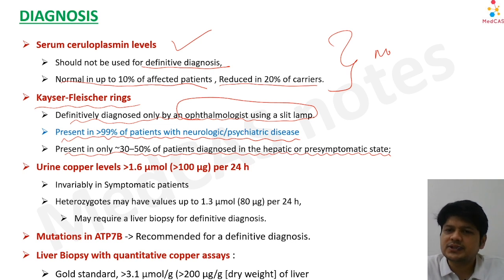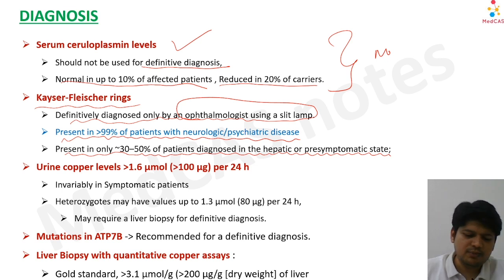So any patient with dystonia, any patient with neuropsychiatric feature, any patient with altered behavior, you think it is not fitting, look for the KF ring. If it is there, you have solved that case, right? So it's a very important message to take from KF ring.